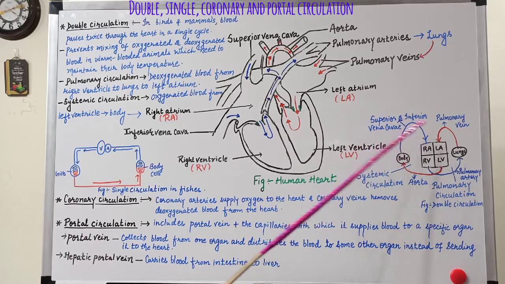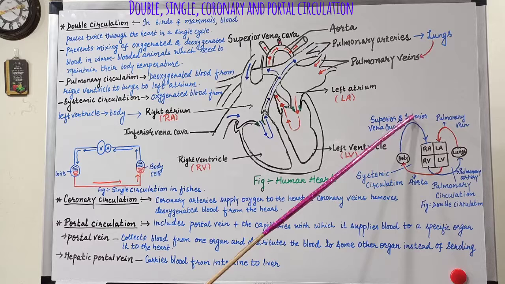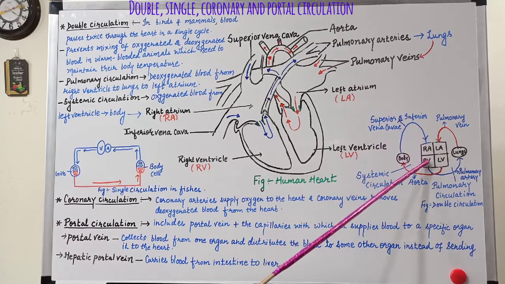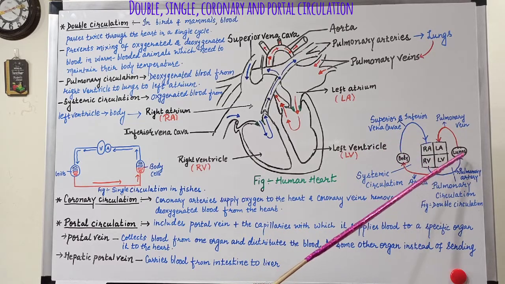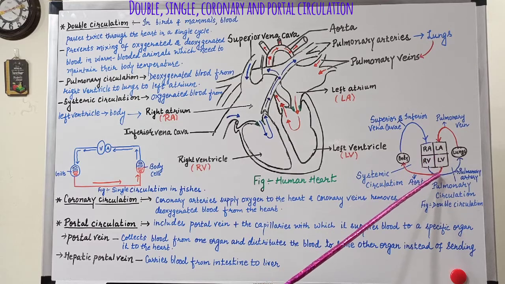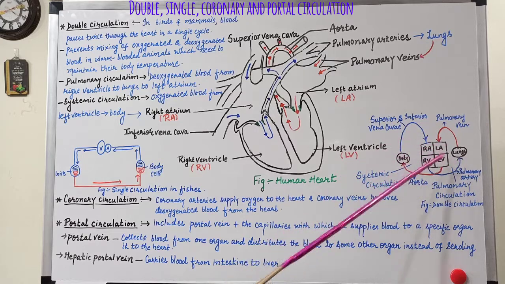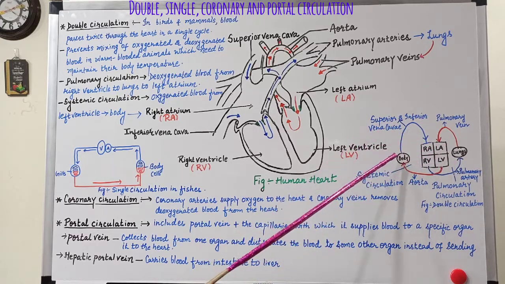So, you may notice here that in a single cycle the blood passes twice through the heart. For example, if you start from the right auricle, the blood comes to the right ventricle, goes to the lungs, again comes back to the heart, goes to the left ventricle and is given out to the body, and then again comes to the right auricle. So in a single cycle the blood passes twice through the heart.